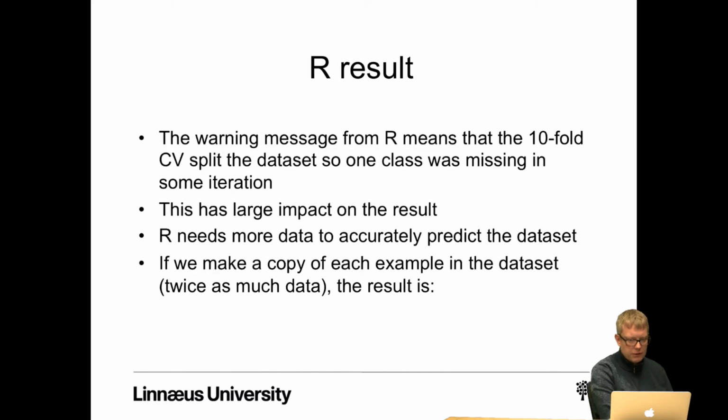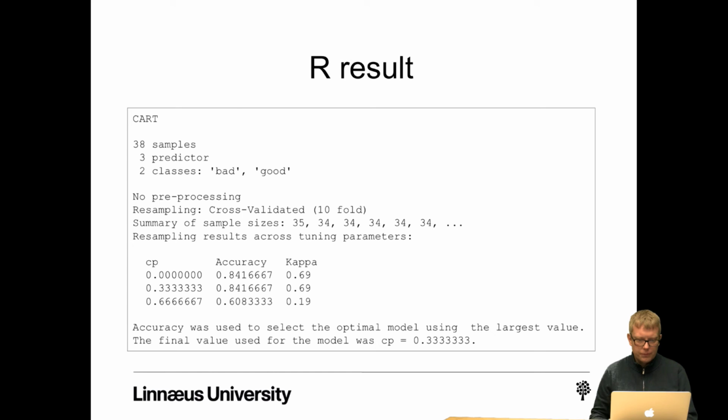The warning message from R means that the tenfold cross-validation split the dataset so that one class or possible class value was missing in some iteration. And this has a large impact on the result. Weka gets around this in some way. R needs, in this case, more data to accurately predict the dataset. If we make a copy of each example, so each example is presented twice in the dataset, so we have twice as much data, we get a new result, and in this case we don't get the warning.